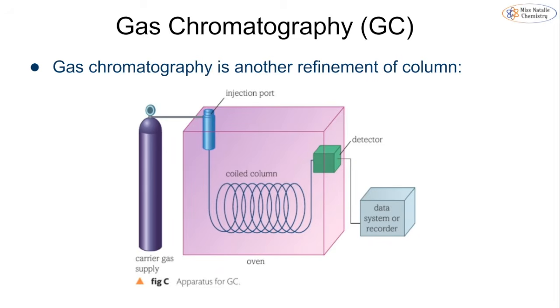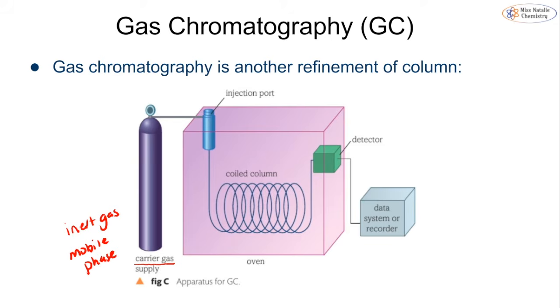So the second type of new chromatography that we need to look at is known as gas chromatography, and this is just simply another refinement of the column chromatography. The main difference to the previous one is that this is for gases, whereas HPLC is for liquids. So we have our carrier gas supply, and this is an inert gas that will act as our mobile phase.